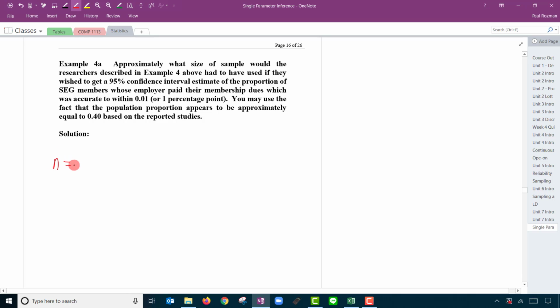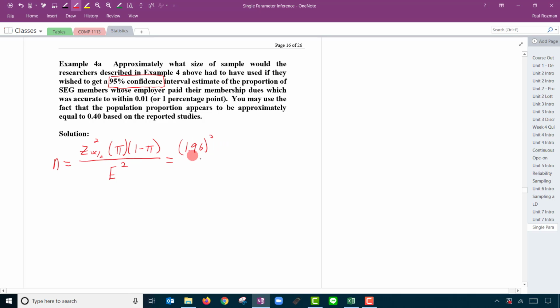So I'll rewrite the formula here. It was z alpha over 2 squared times pi times 1 minus pi, all over e squared. We can get the z score if we're going to continue to be 95% confident. The z score is just that, we're going to be real familiar with 1.96.